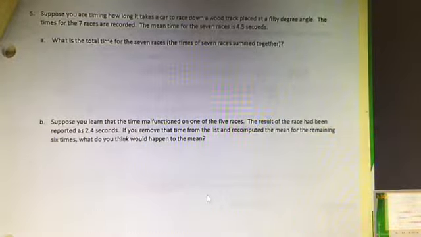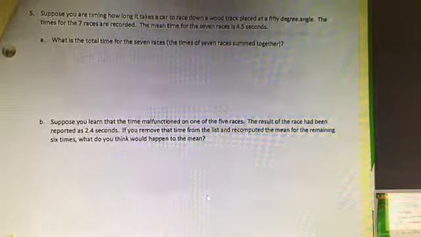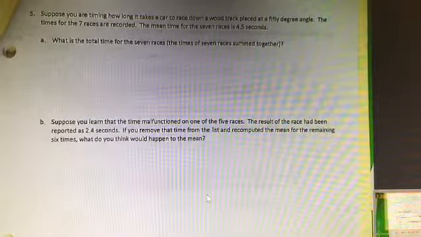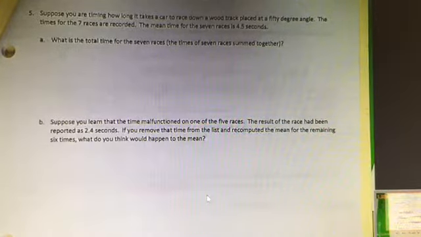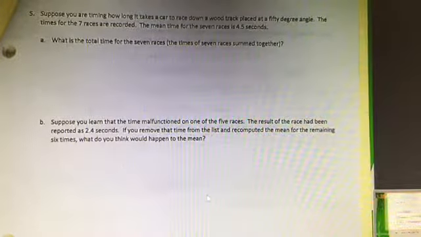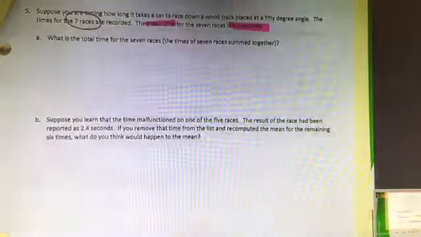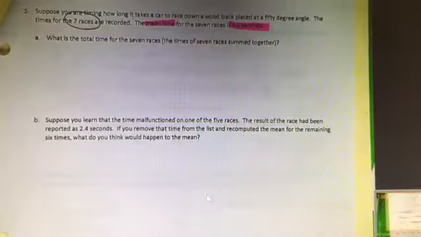Okay, suppose you are timing how long it takes a car to race down a wood track placed at a 50-degree angle. The times for these 7 races are recorded. The mean time for the 7 races is 4 and 5/10. So we want to make sure that we realize there's 7 races occurring. The mean time for those 7 races is 4 5/10 seconds. So they already found the mean for us.